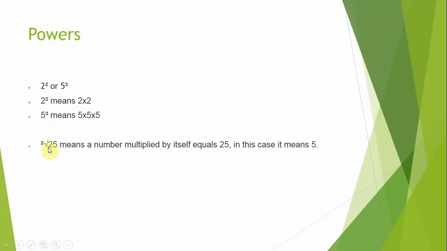Now let's look at roots. A root is denoted by this symbol, and the second root of 25 means a number multiplied by itself equals 25. So in our case, this is 5. Roots and powers are the opposites of each other. The same way, if we look at the cube root of 8, it means a number multiplied by itself 3 times equals 8. In this case, it is 2.